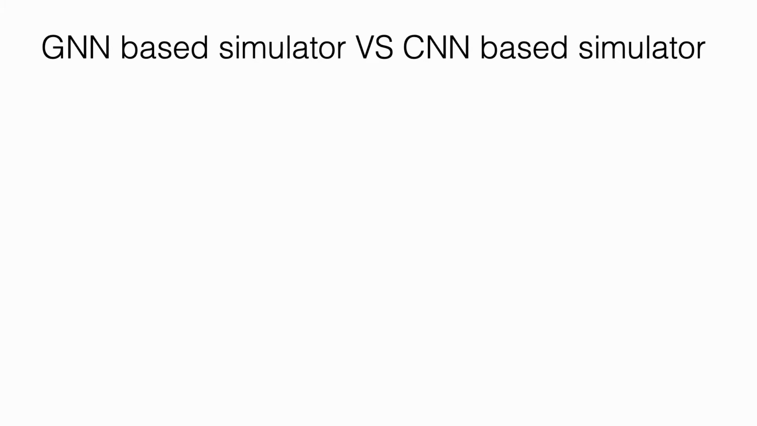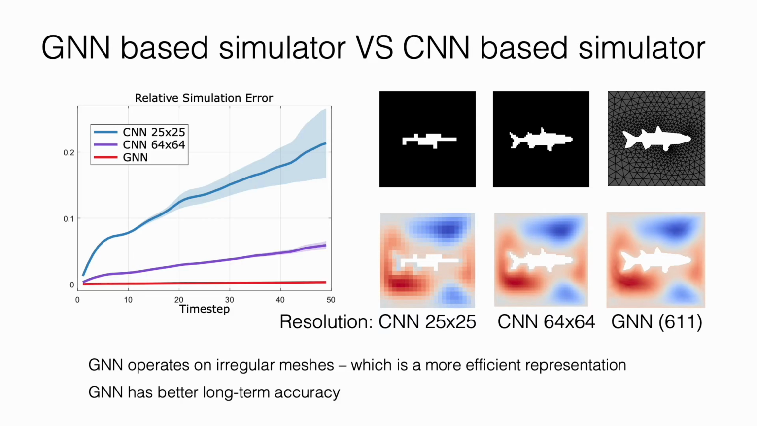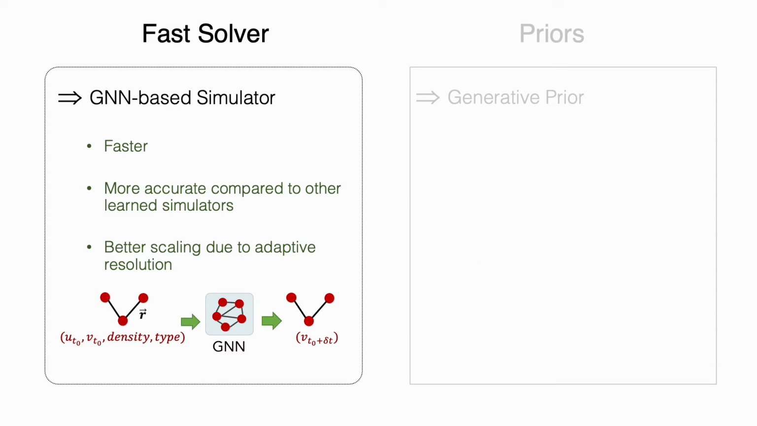Here, we also compare the GN-based simulator with popular CN-based methods. GN operates on irregular meshes with adaptive resolution, which is a more efficient representation. We also empirically show that GN has better long-term accuracy compared to CN-based methods. Therefore, we use a GN-based learned simulator for speed, accuracy, and scalability.